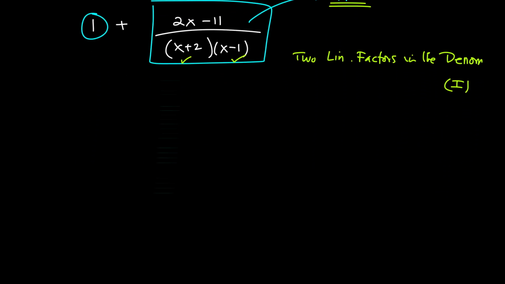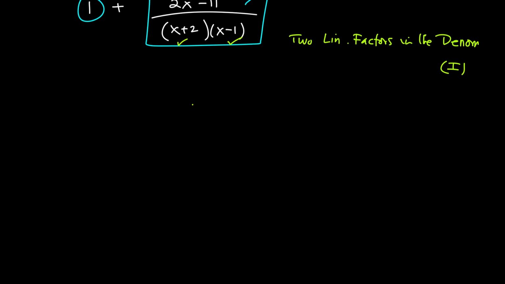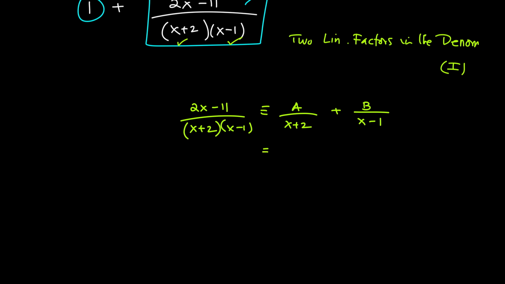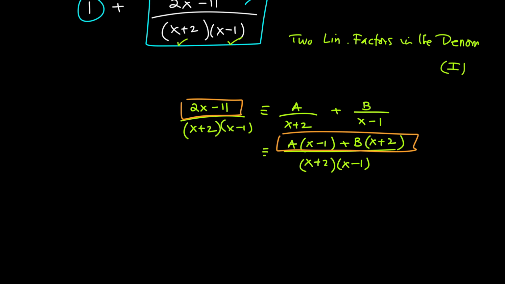And now I'll write 2x minus 11 over x plus 2, x minus 1 as broken up into a constant over the first factor, another constant over the other factor. Take LCM, that is x plus 2, x minus 1 goes down. A is multiplied with x minus 1 and B is multiplied with x plus 2. Equate the numerators. So therefore, 2x minus 11 is identical to A times x minus 1, plus B times x plus 2. You can find the unknown constants in any order.